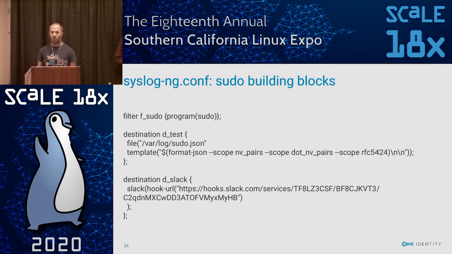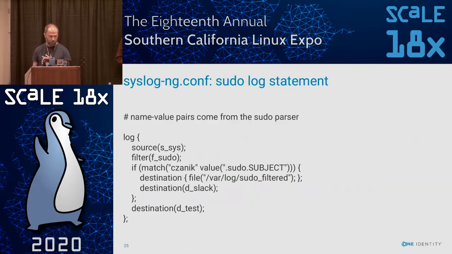Let's go on to configuring sudo alerts within syslog-ng. First, we define a filter here to filter on sudo events. The next destination is not strictly necessary, but it's good for debugging and creating your configuration. It's a file destination in JSON format, so you have all of the name-value pairs included, and you can check what syslog-ng parses from sudo logs. And at the bottom of the screen, you can see a very minimalistic Slack destination. It's just a URL where you send log messages. There is no parser defined here in this configuration, as parsing sudo log messages is done automatically by syslog-ng.